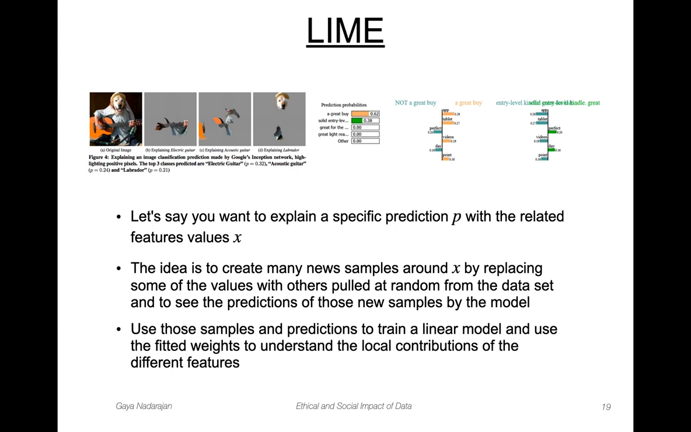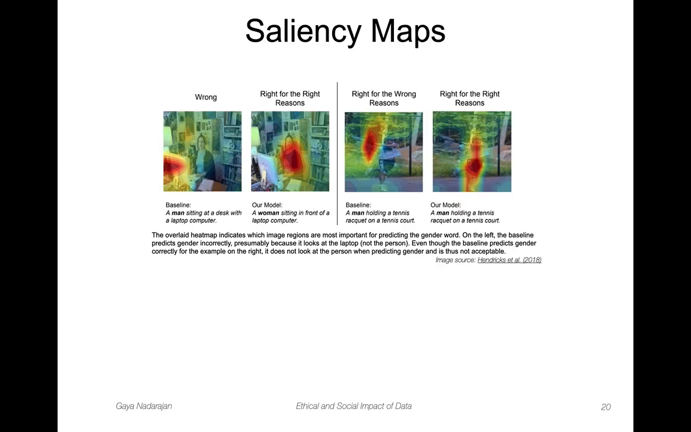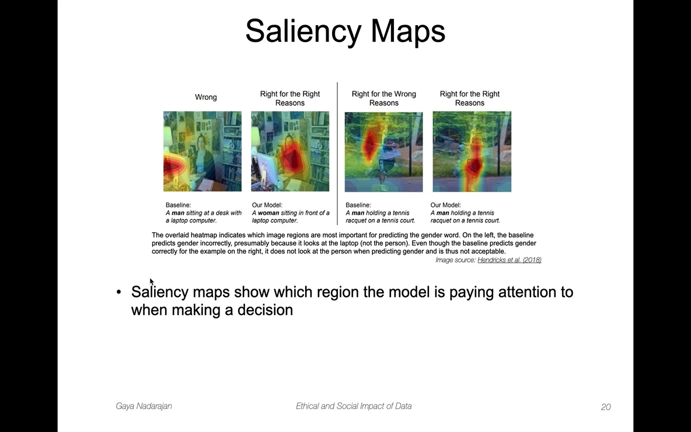So each of these tools is quite complex in its own right. If you want to know more, you can look at the papers and the work that people have done on it. And if we go back to saliency map, which is really visual, we can see whether a model has bias or not. Saliency maps actually show which region the model is paying attention to when making a decision.